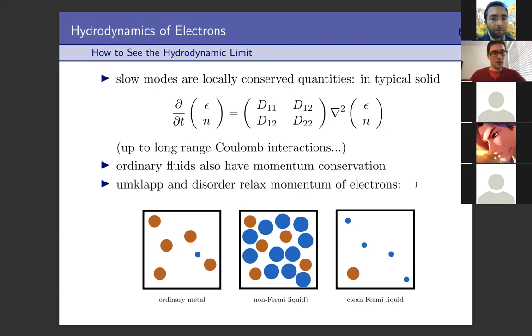Okay. So much of the experimental progress has really followed this last line of thinking, and this is mostly because it's simpler to compare experiments with theory. So the first thing that I want to talk about is how we can look for signatures of a viscous, clean Fermi liquid in an experimental system.